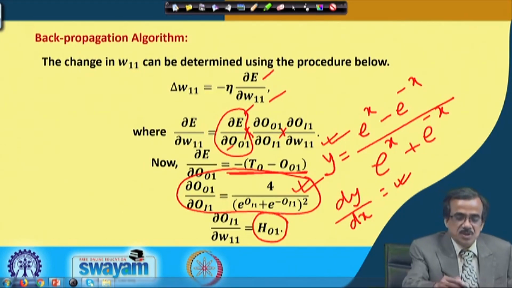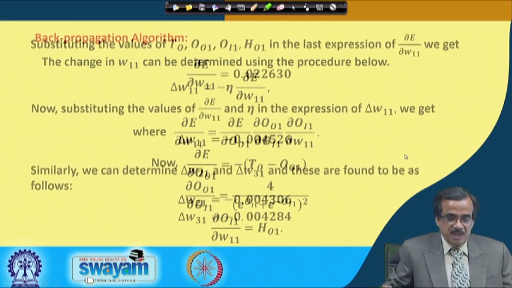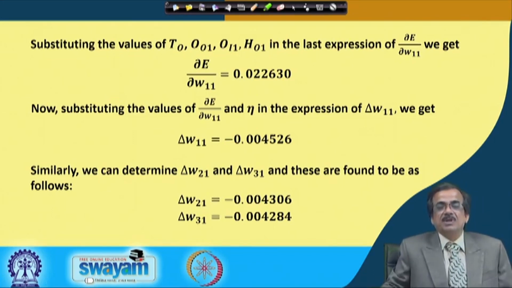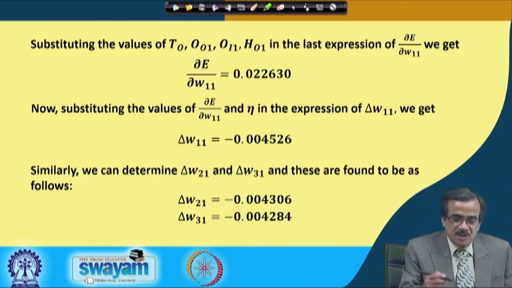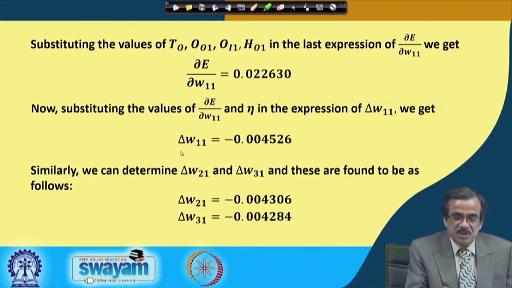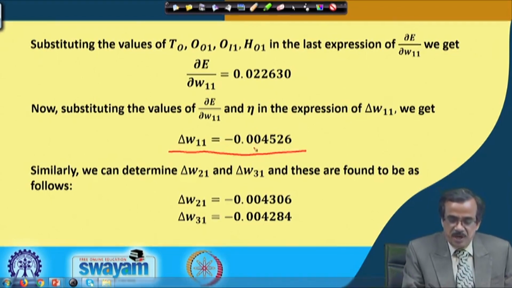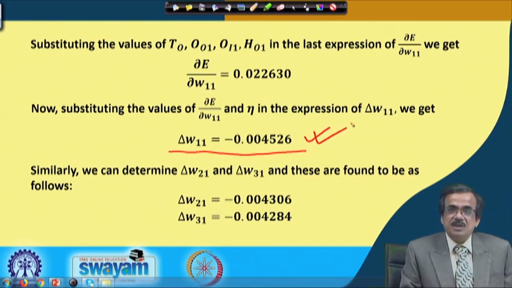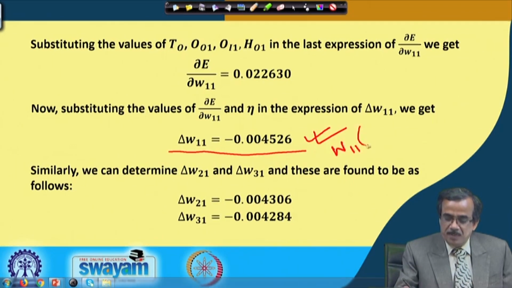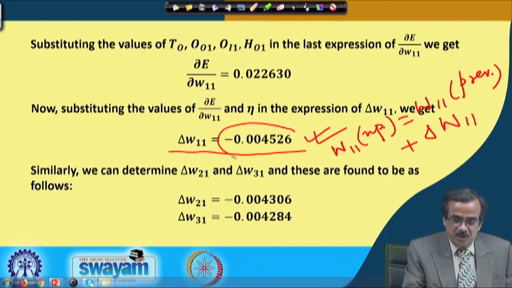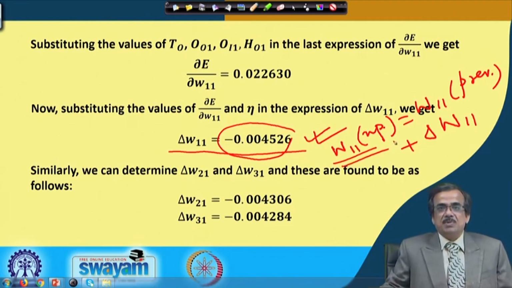Once you have got all the terms, we can multiply them to find the partial derivative of E with respect to W11, and we also put in the numerical value of the learning rate. Once you have got this, very easily we can find the change in W11, which is nothing but minus 0.004526. Then the updated W11 is nothing but W11 previous plus delta W11. This delta W11 we have already got, so very easily you can find the updated value for W11.